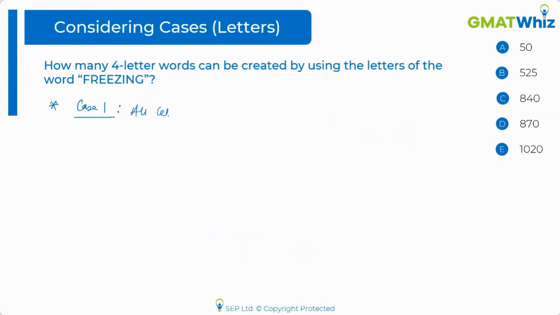So what you can do is you can take case 1 and say, okay, let me take a case where all letters are unique. Okay, so all letters unique means F, R, E, Z, I, N, G. 1, 2, 3, 4, 5, 6, 7.